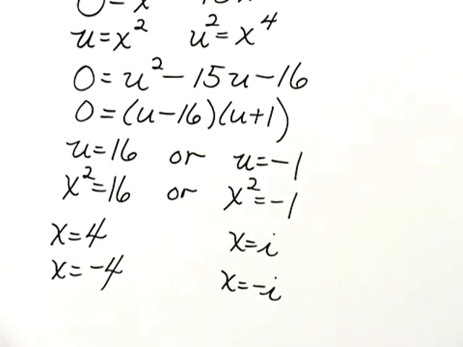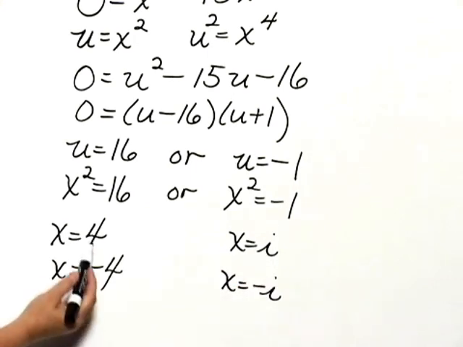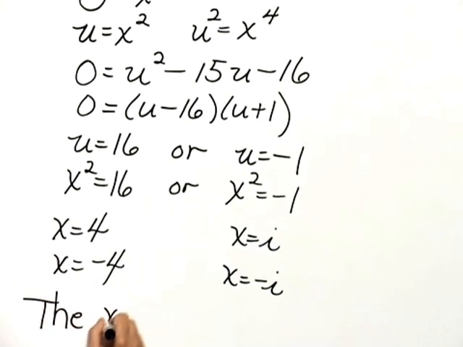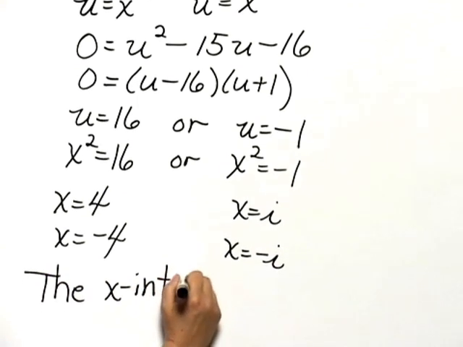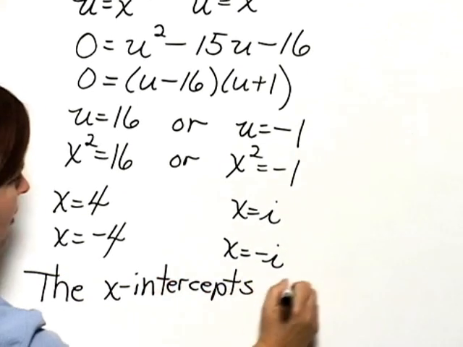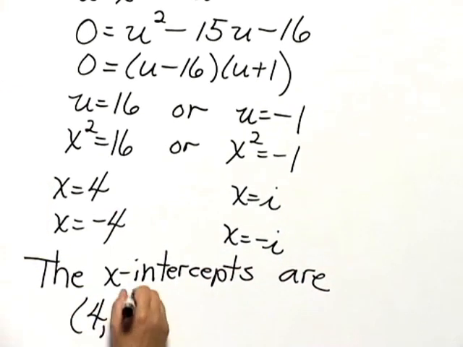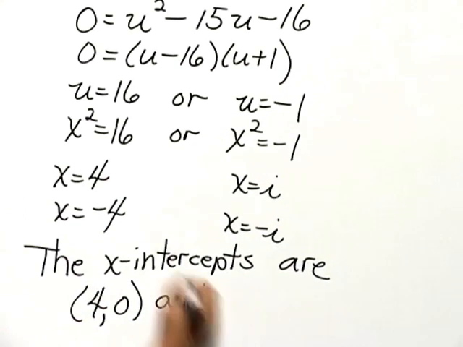However, we're not asked for solutions of the equation, we're asked for x-intercepts of the graph. When we have an imaginary answer, this is not going to give us an x-intercept. It's not going to show up on the graph as a place where it crosses the x-axis. Only these numbers, the real numbers, will correspond to x-intercepts of the graph. We need to write the x-intercepts as ordered pairs, so we can say the x-intercepts of the graph are (4, 0) and (negative 4, 0).